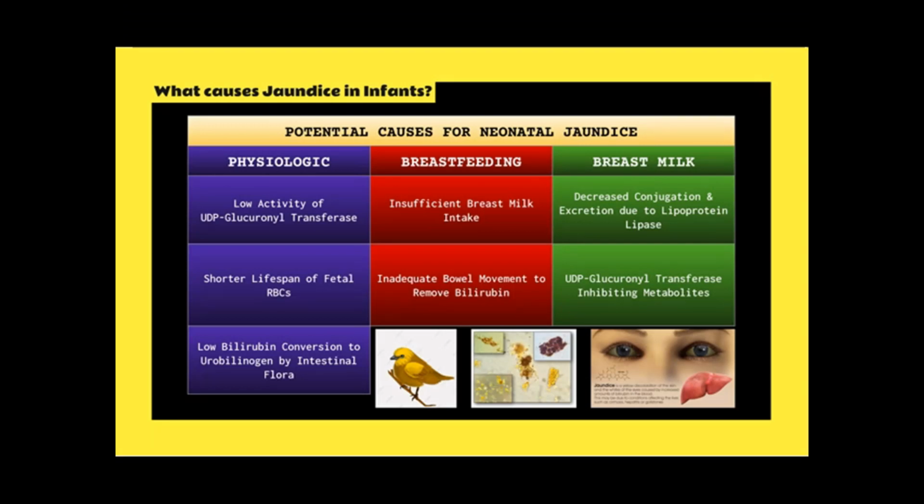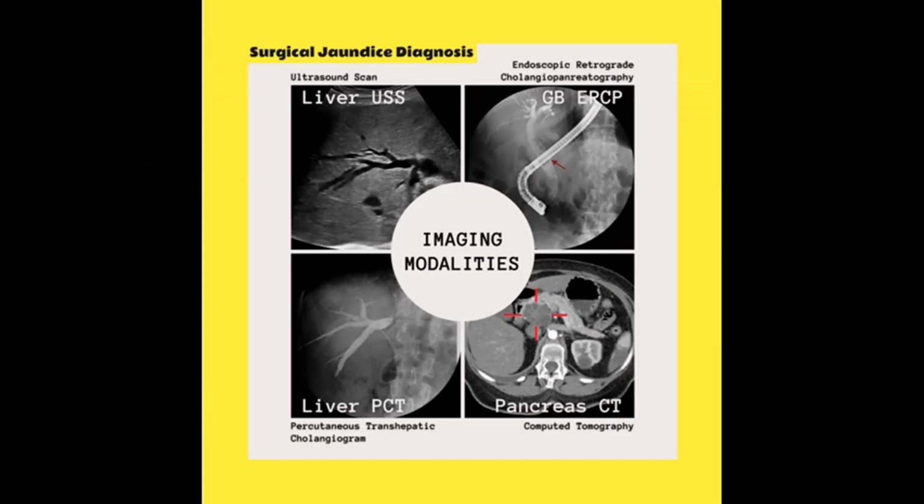What causes jaundice in infants? Physiologic neonatal jaundice is caused due to the low activity or deficiency in neonatal liver conjugating enzymes. Breastfeeding neonatal jaundice, on the other hand, is caused due to insufficient breast milk intake. And finally, breast milk neonatal jaundice is caused due to certain metabolites present in the breast milk which go and inhibit or reduce the activity of the conjugating neonatal liver enzyme.